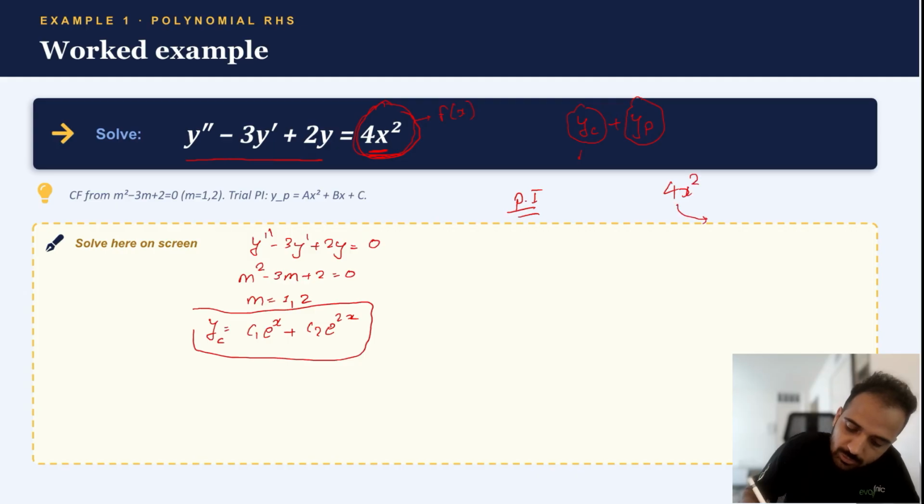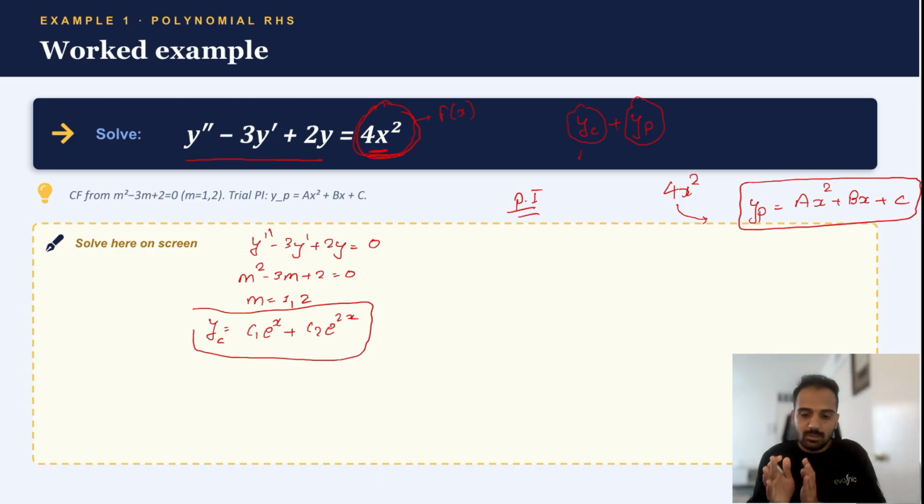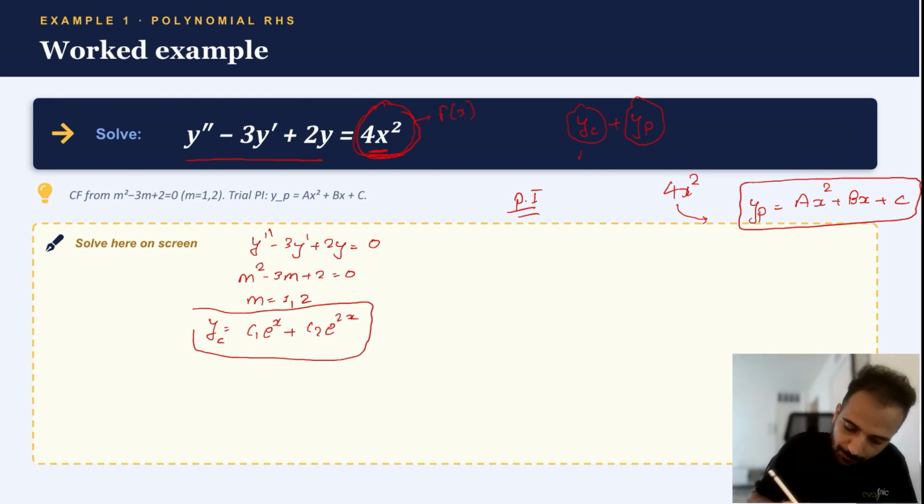That means your trial solution should be ax square plus bx plus c. This is your second degree trial solution. Now you will consider ax square plus bx plus c as your particular solution, and you will calculate the values of a, b, c on the basis of the given ODEs. Now your trial solution is yp equals ax square plus bx plus c.